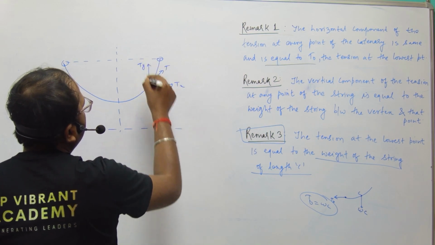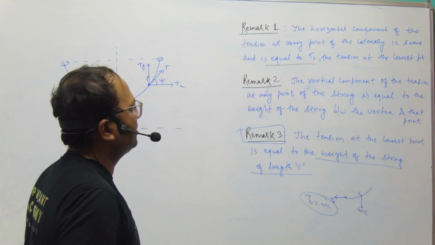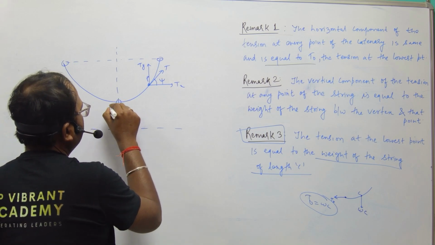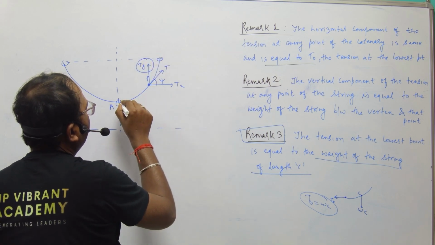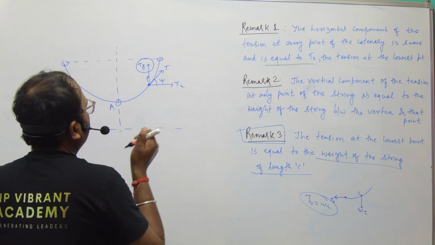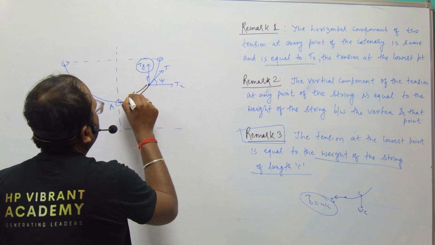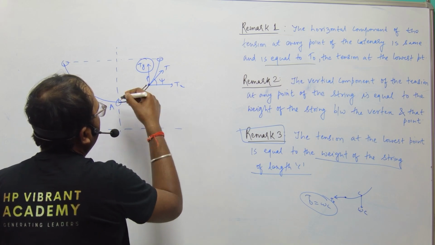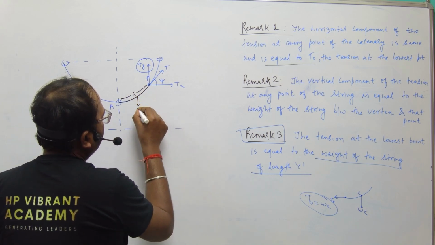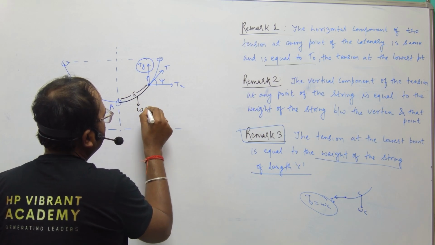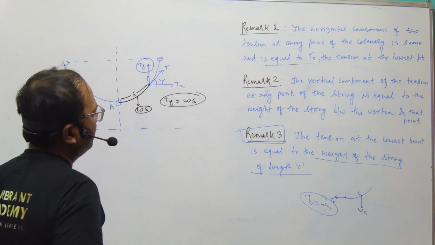This as Ty. Okay, so the vertical component of tension at any point of a string is equal to the weight of the string between the vertex and that point. This is the vertex. Let us take this as point A, and this is the point P. So the vertical component of the tension is equal to the weight of the string between point A and point P. Let us take this length as S. So what will be the weight of the string of length S? This is obviously weight per unit length into length. This is Ws. So Ty is equal to Ws, as per remark 2.